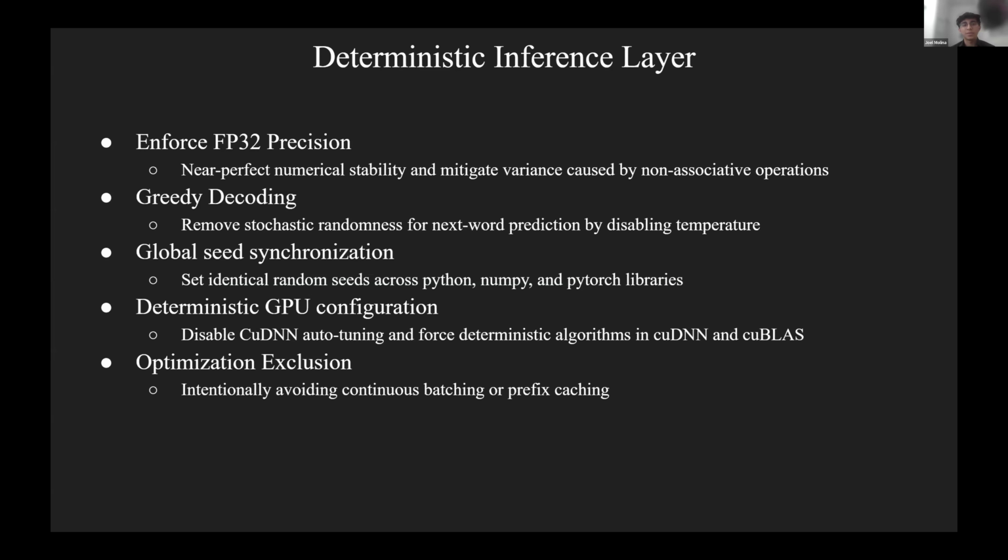So starting with the deterministic inference layer, there are 5 key things that are being done here. We start with enforcing floating point 32 precision. And this goes back to what I was talking about earlier with non-associative operations if you quantize the model. So you have to stay with the full model size. We also enforce greedy decoding, which is where you turn off temperature. That means that every single time the model will choose the same top word instead of random sampling or any variation of the matter. There's also global seed synchronization.